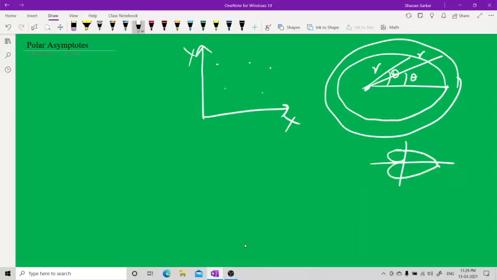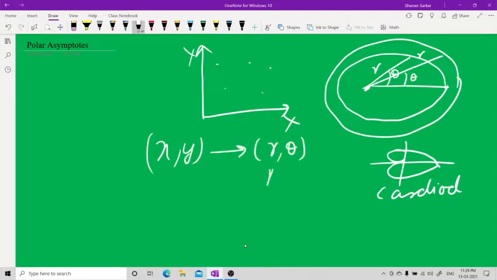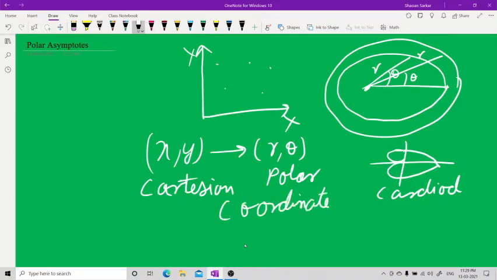This is a cardioid. It is very difficult to find the xy equation for this. It's easier to tackle this with polar coordinates. You have seen xy coordinates in smaller classes. Now you will see r theta. r theta is known as polar coordinates, and this is Cartesian coordinates. They are both coordinate systems. This is the polar coordinate system, and this is the Cartesian coordinate system.